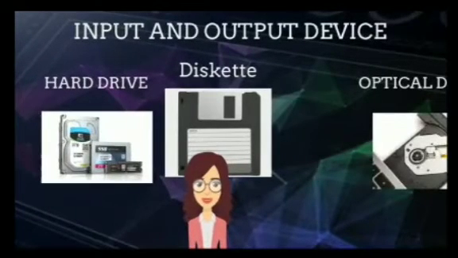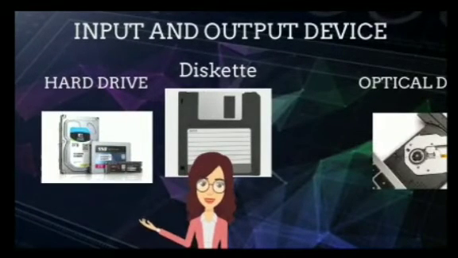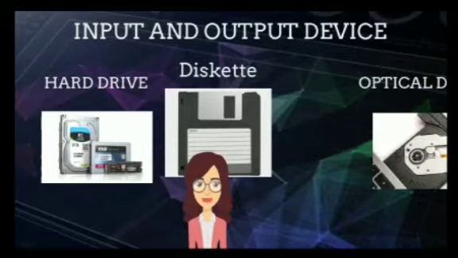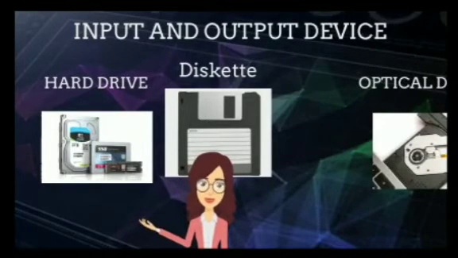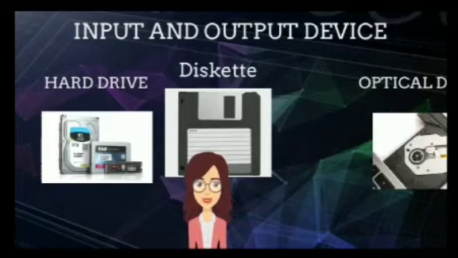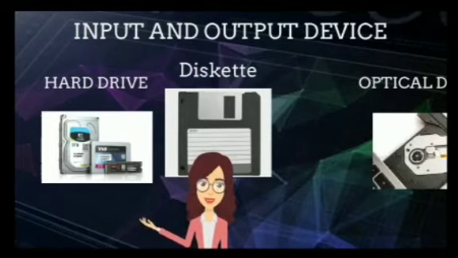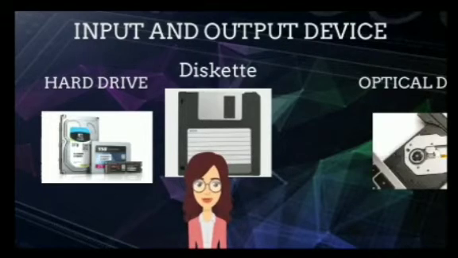Alright guys, do you know, in addition to three devices, some devices can accept input and display output, and they are referred to as input or output devices, such as hard drive, diskette, and optical drive. The first is hard drive. Hard drive is the primary computer storage device and is used to store files on the computer.